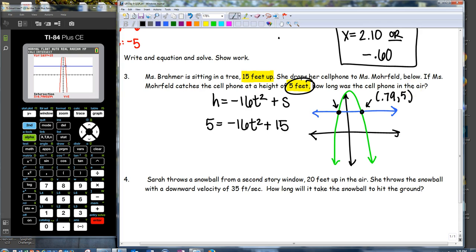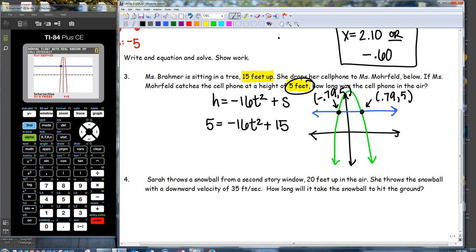And now I'll go ahead and I'll do the other one as well. Second trace 5. Move the cursor on over. Enter, enter, enter. And it looks like a negative 0.79. And for these drop problems where there is no velocity, you are always going to have this symmetry. So you really just have to find one intersection point and the other one will be the opposite of it, whether it be positive or negative.